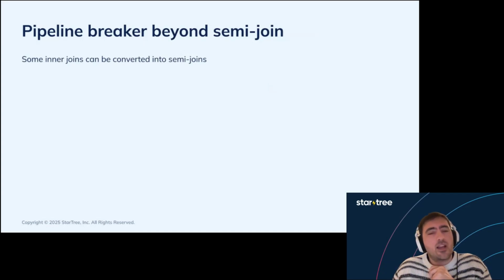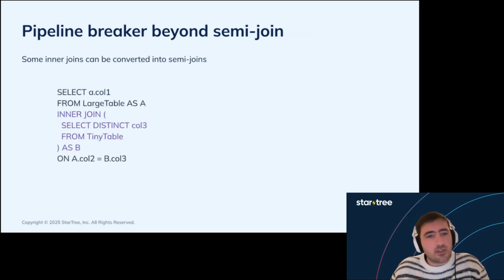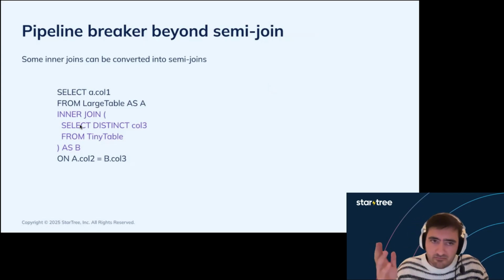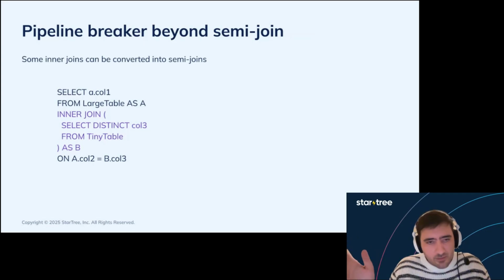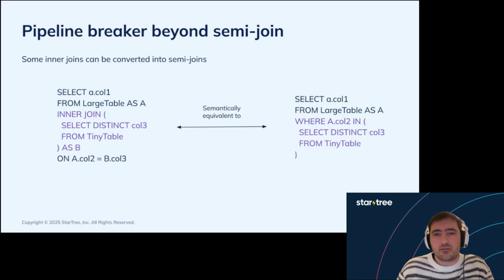And we are also able to use that in other cases, not just semi-joins, because as you may know, some inner joins can also be transformed or are semantically equivalent to a semi-join, right? In this case, it's pretty similar to the one before, but instead of using a semi-join in the select IN syntax or WHERE IN syntax, we are using semantically the same thing, but using an inner join, right? Which is, again, equivalent to this thing.